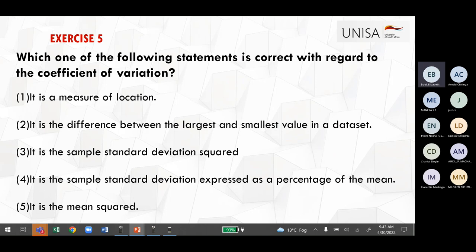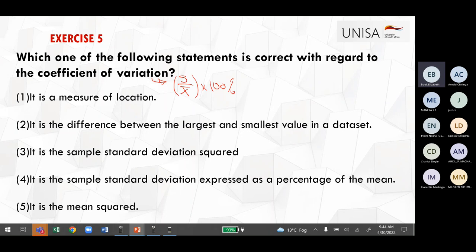which one of the following statements is correct with regards to the coefficient of variation? We've just learned about the coefficient of variation today, right? And we said it is a relative variation to the mean. And it gives you the variations. What else did we talk about? And you know the formula for the coefficient of variation. It is your standard deviation, I'm writing SD now, over the sample mean multiplied by 100.